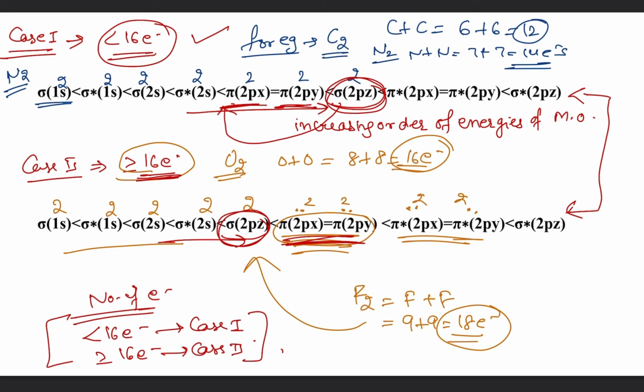Okay students, so in the next part 2 we'll discuss some examples, how to draw the molecular orbitals, and also we'll study about bond order and magnetic properties of the molecules.